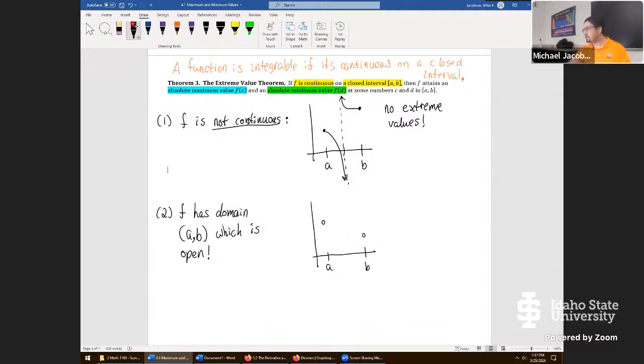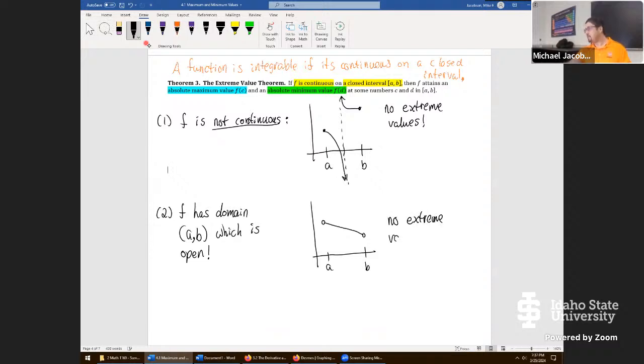If you drew something like this, though, I'll delete this one in a moment. This one is actually okay. There's an absolute maximum here, an absolute minimum down here. And that didn't contradict the theorem because the theorem is just giving a guarantee. So if I take out that curve, here's where the guarantee is actually violated just by making it go strictly down.